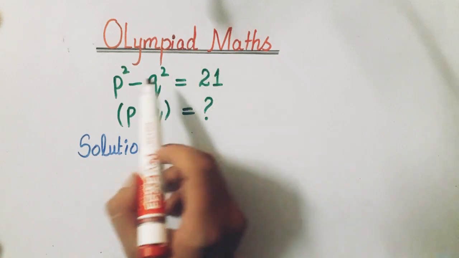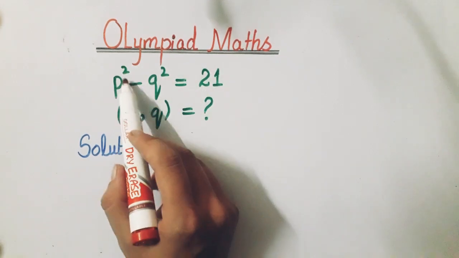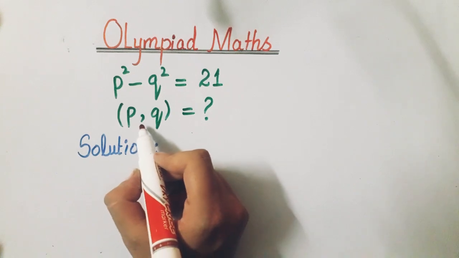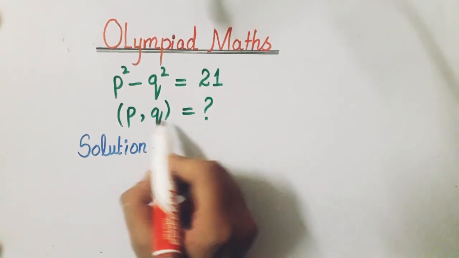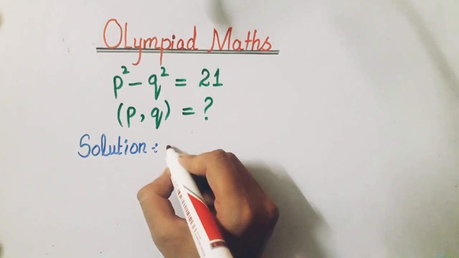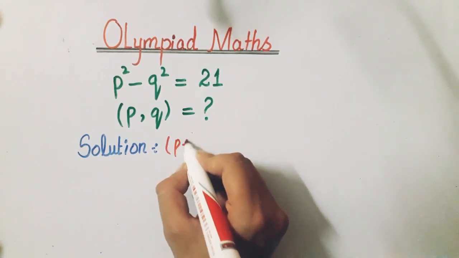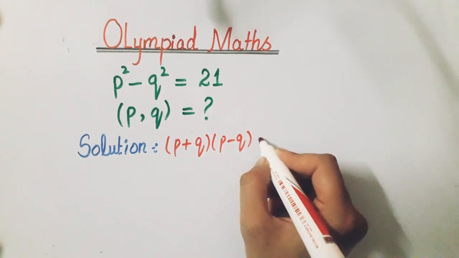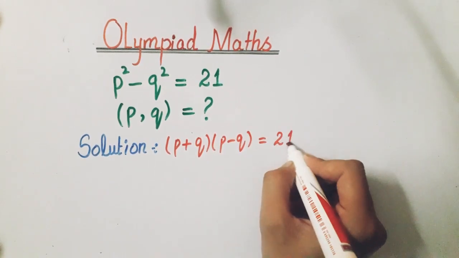Today's Olympiad math problem is p square minus q square equals 21. You have to find the value of the ordered pair p and q. For this purpose, first we take the p square minus q square formula, that is (p plus q) into (p minus q), which equals 21.